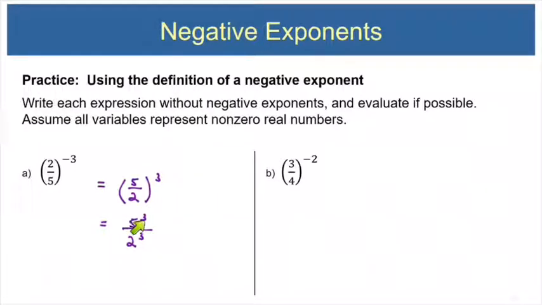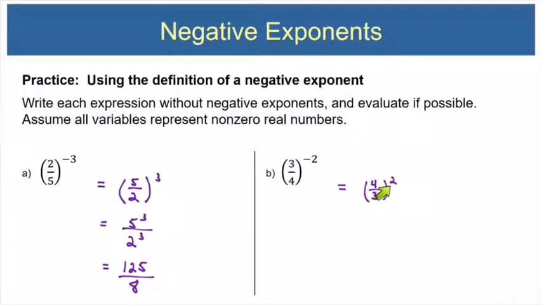And we know 5 to the third is 5 times 5 times 5. That's going to be 125. And we know 2 to the third is 2 times 2 times 2, so that's going to be 8. And that one is simplified. And now let's do the same thing for part B. Here we have 3/4 to the negative 2 power. So we can write this with a positive exponent by saying 4/3 to the positive 2 power.